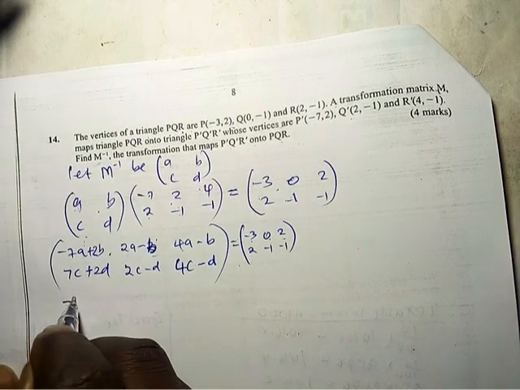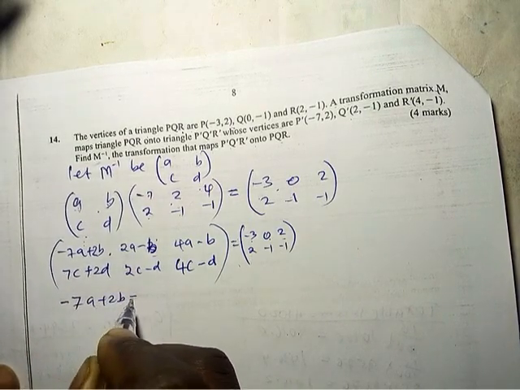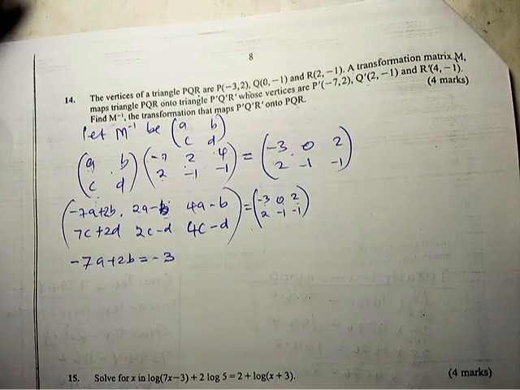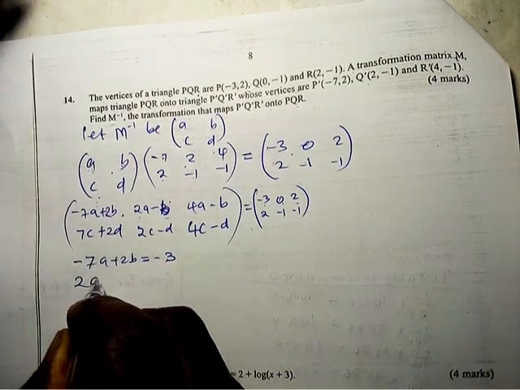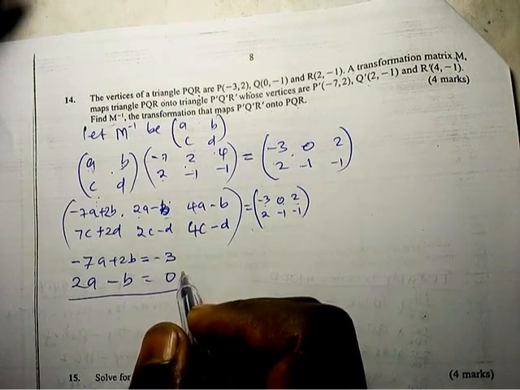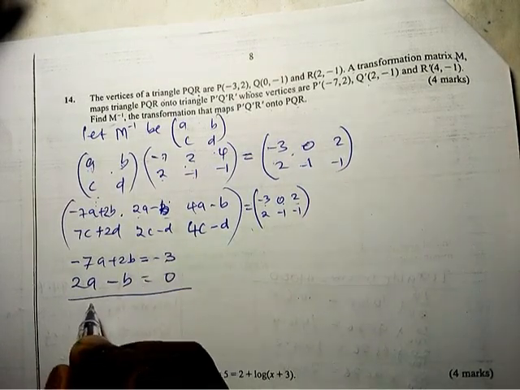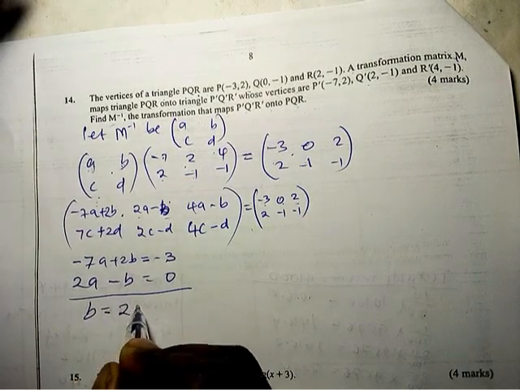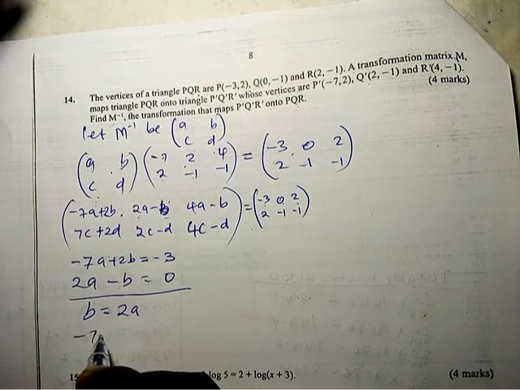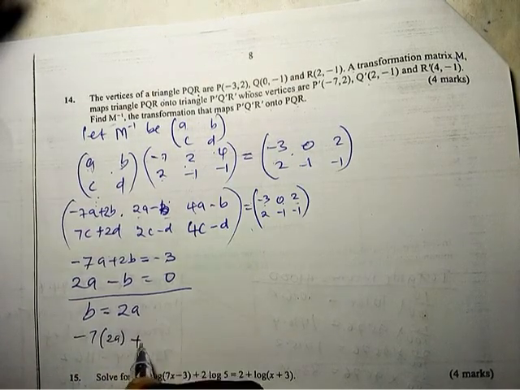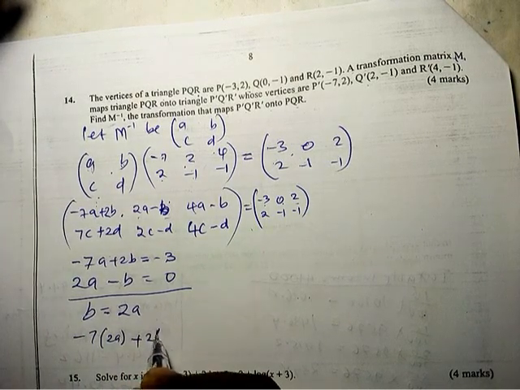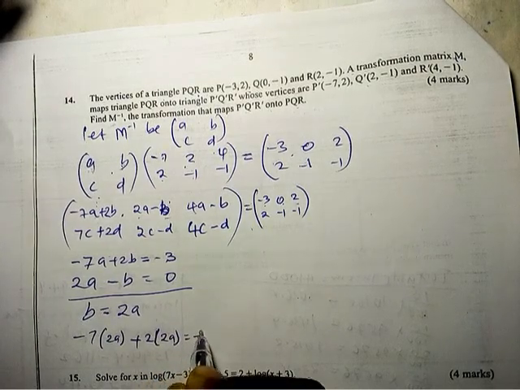So -7A plus 2B will be equal to -3. And then 2A minus B, the answer is 0. So you can use elimination or substitution to get the value. So we can substitute and say that B is equal to 2A. Then substitute this one here. We find that it's -7A plus 2 into 2A, the answer is negative 3.